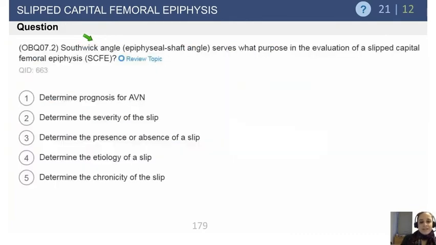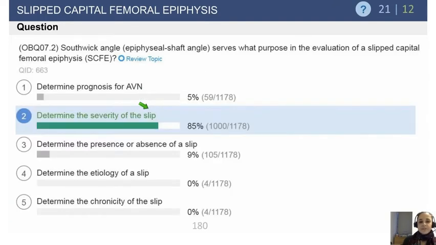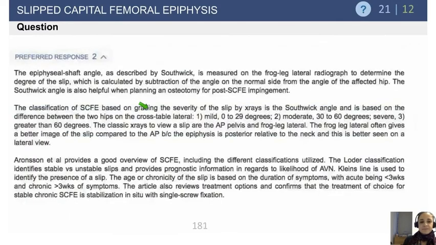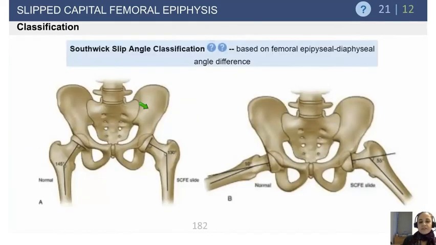So we're back to the Southwick angle. And this question is asking what purpose it serves. Now, if we paid attention in the last question, we know that it's going to determine the severity of the slip, which is the answer. So how do we determine what the Southwick angle is? This is based on the epiphyseal diaphyseal angle and the difference of that to the contralateral or normal side. So this was traditionally done on the frog view, but it can also be done on the AP view.